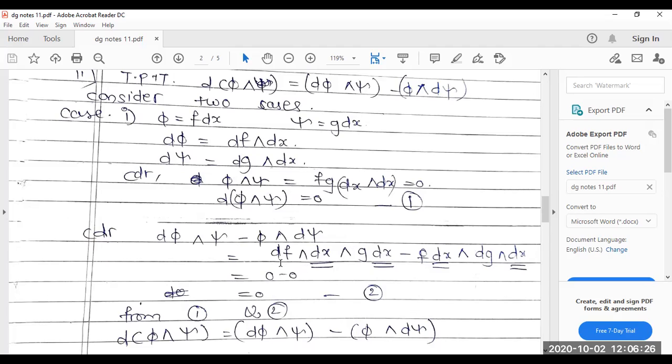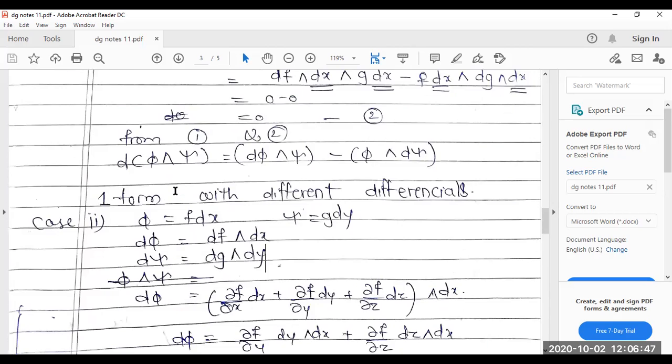Hence we can have the first term as 0 as well as the second term as 0. Why is this so? Because for any one-form, the wedge product of the one-form with itself should be 0. So from your expressions 1 and 2, you can say that in case 1 the result is true. Now let us prove the second case.